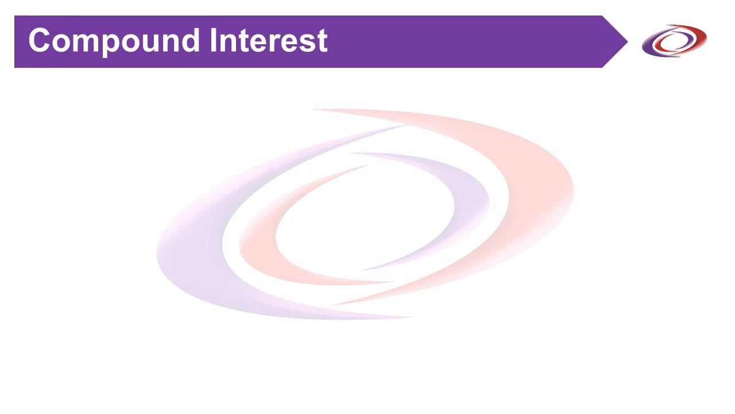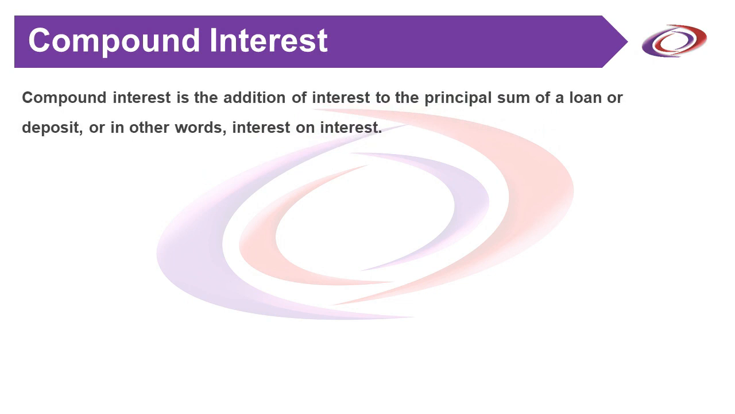Compound interest. Compound interest is the addition of interest to the principal sum of a loan or deposit. In other words, it is the interest on interest. It is the result of reinvesting interest rather than paying it out, so that the interest in the next period is then earned on the principal sum plus previously accumulated interest.